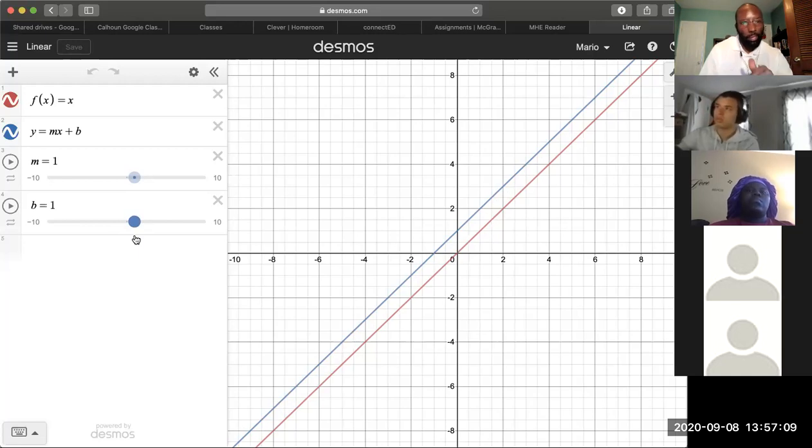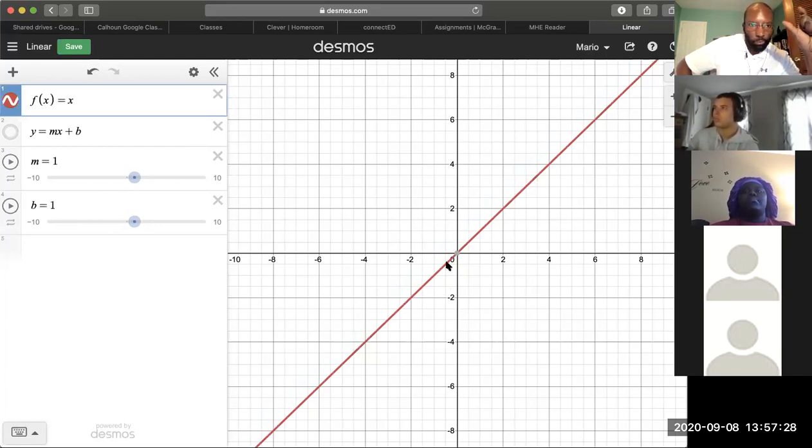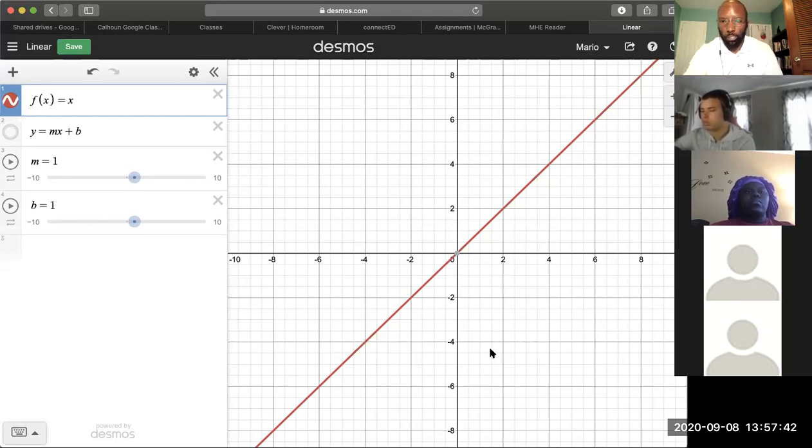But what's really important, and this might be a little different, is this linear function where it goes through the origin. This is a very special type of linear function. So you might want to write this down somewhere. Linear functions with a slope of 1 that pass through the origin are called a linear identity.